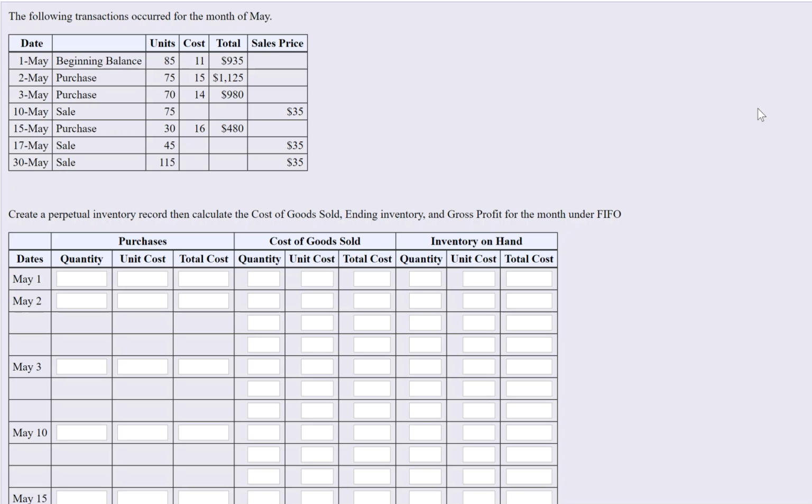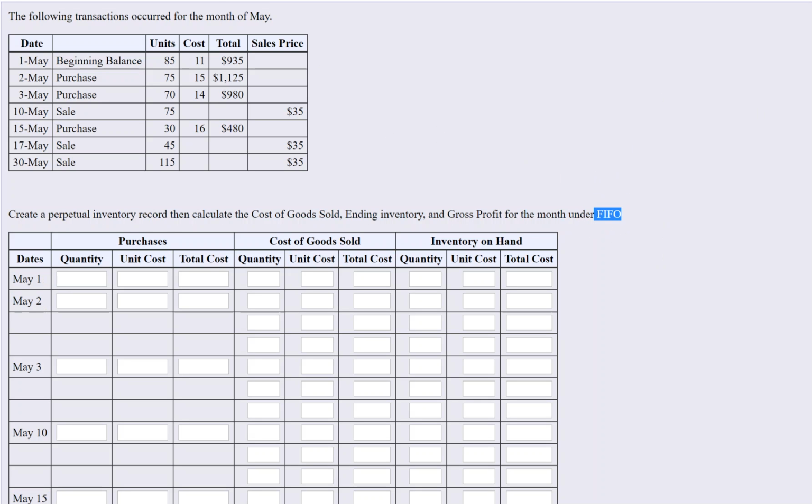So here's an example of your problem, and I'm going to just look at the first couple of lines to get you started on what is required here. Now, the first thing that you need to note specifically is that we are using the FIFO method. That means first in, first out.